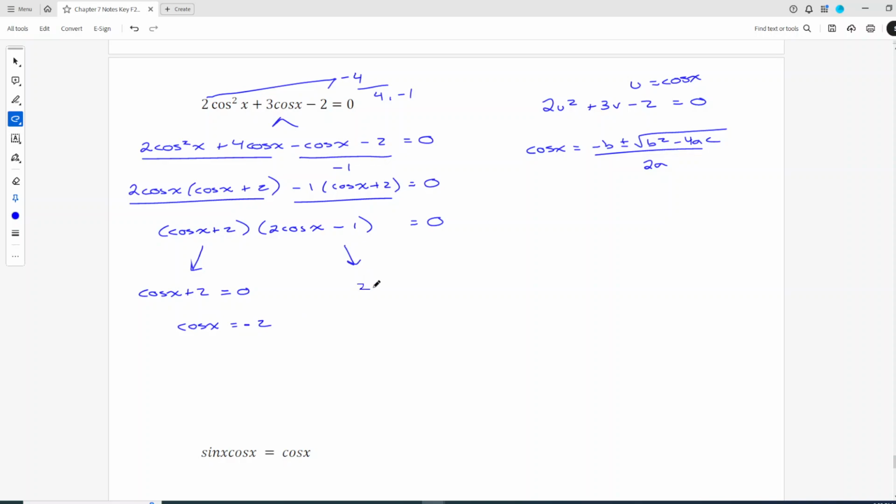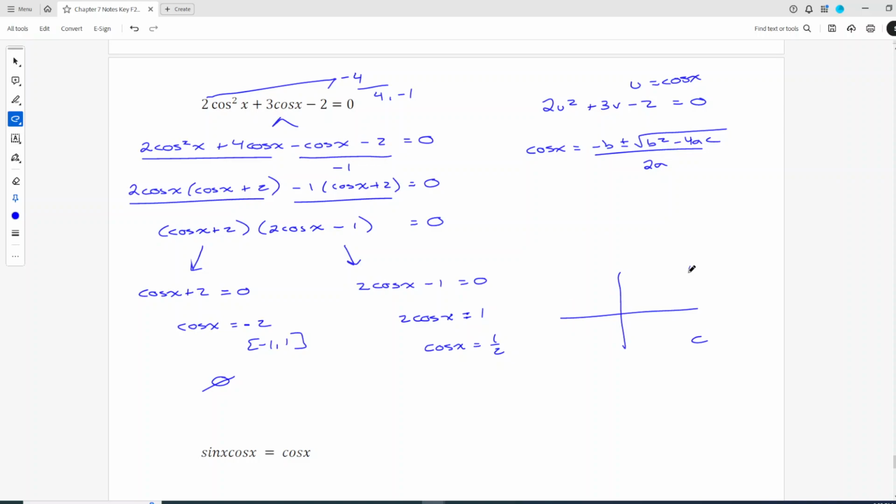And then we've got 2 cos x minus 1 equals 0, which would make 2 cos x equal to 1, which would make cos x equal to a half. Now let's start with this guy. Cos x is equal to negative 2. That is not in the restricted range. So there is no solution for this side. But cos x equal to a half, we do.